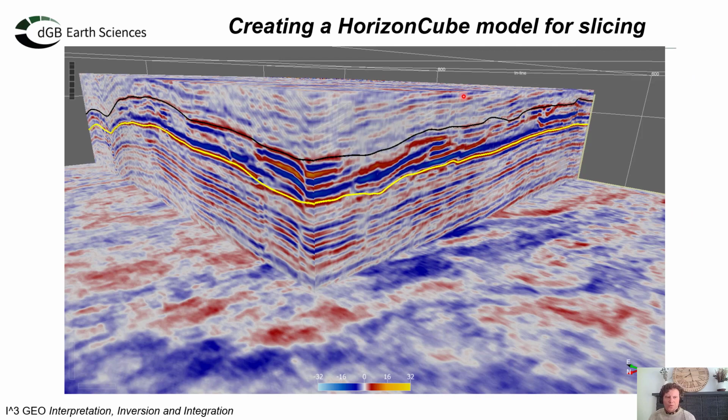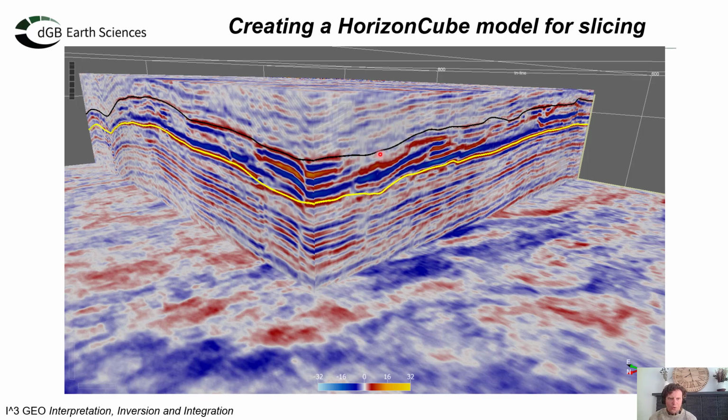Further in this workflow, I like to be able to inspect data along geologically sensible slices. I use the OpendTect HorizonCube plugin for that in a model-driven mode. Still, I need to interpret framework horizons. The lower horizon, seen in yellow, is simple to interpret, as it's a regular continuous event with constant polarity and amplitude characteristics.